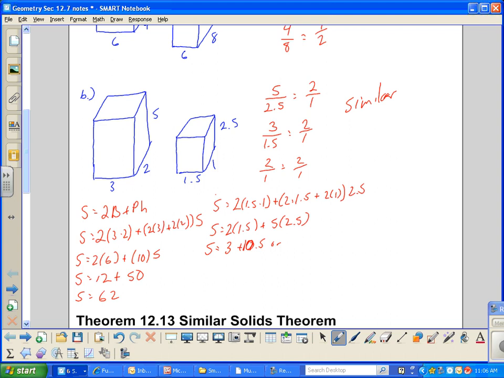Check it myself. 2.5 times 5 is 12.5. Man, see if I can get it right this time. 12.5, or 3 plus 12.5 is 15.5. So for the ratio, to compare them, we've got 62 to 15.5. 62 divided by 15.5 is going to give us 4 to 1.